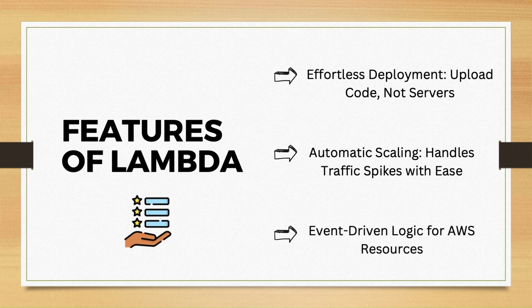AWS Lambda allows you to add custom logic to AWS resources such as Amazon S3 buckets and Amazon DynamoDB tables, so you can easily apply changes to data as it enters or moves through the cloud.